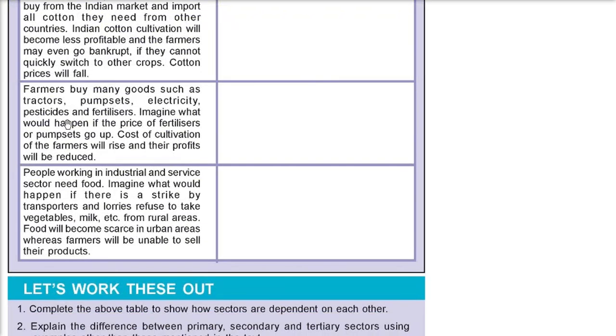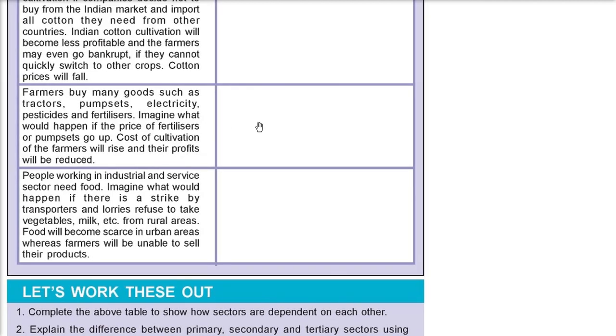This is what we see here. Farmers buy many goods such as tractors, pump set, electricity, pesticide, fertilizers. Just imagine what would happen if the price of the fertilizers or pump set go up, cost of cultivation of the farmer will rise and their profits will be reduced. So this is evident now that the industry needs the material from the primary sector. It is known. But the primary sector, that is the agriculture sector, also needs the equipment or the instrument from the secondary sector, that is the industrial sector. They need tractor, they need pump set, they need pesticide, fertilizers, all they need from the secondary sector.